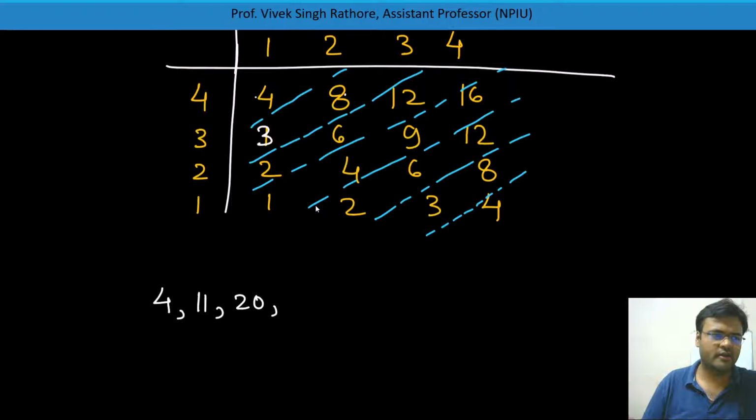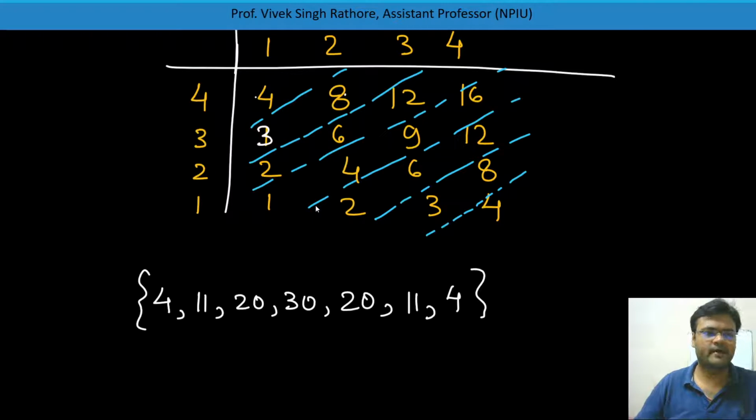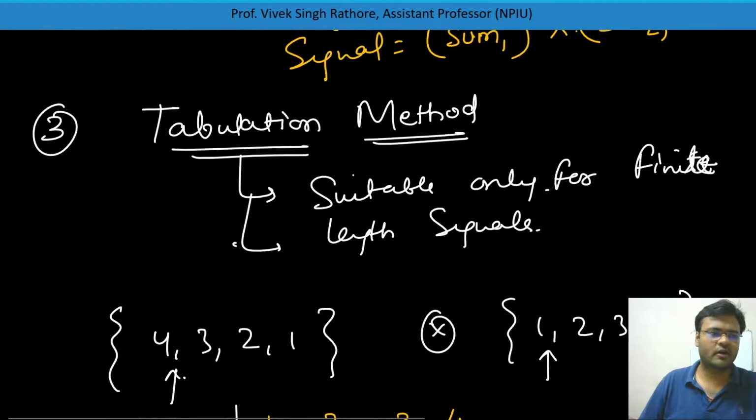So 20 is there. Now 4 plus 1 is 5, 5 and 9 is 14, 14 plus 16 is 30, so write 30. Then 2 plus 6 is 8, 8 plus 12 is 20, so write 20. 8 plus 3 is 11, and then you can write 4.